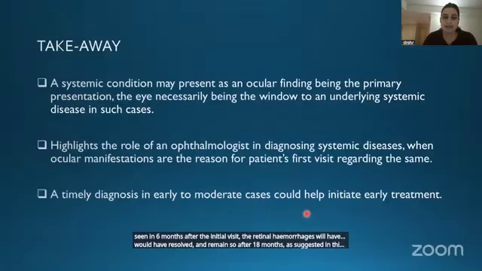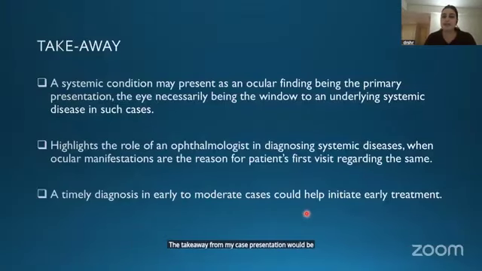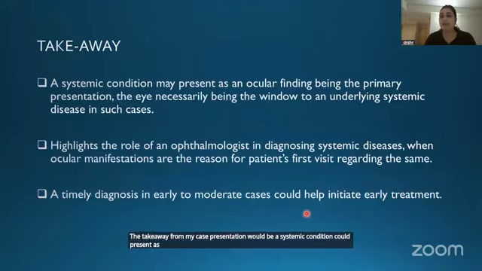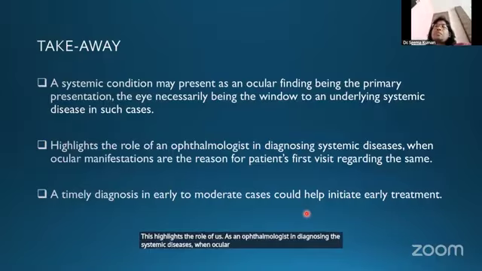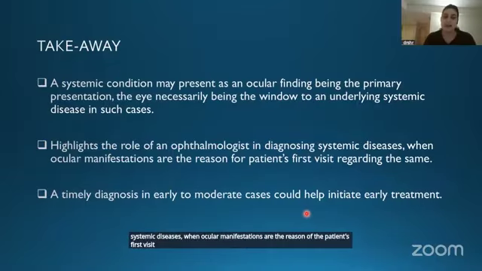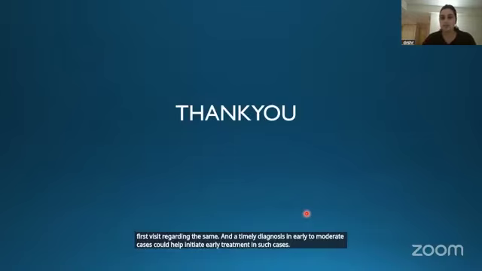The takeaway from my case presentation would be that a systemic condition could present with an ocular finding as the primary presentation to us. The eye necessarily becomes a window to an underlying cause in these cases. This highlights the role of us as ophthalmologists in diagnosing systemic diseases when ocular manifestations are the reason for the patient's first visit. And a timely diagnosis in early to moderate cases could help initiate early treatment in such cases. Thank you.